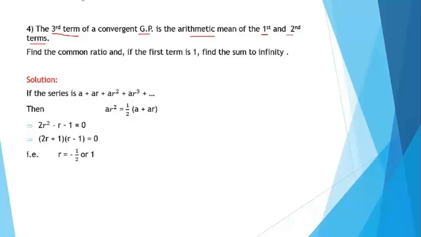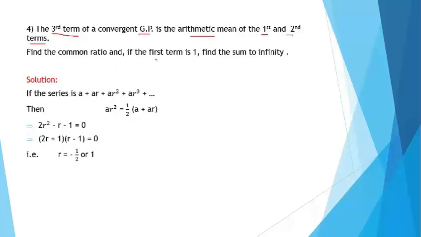And it is said the series is convergent, which means the modulus of the common ratio needs to be less than 1. Out of the two values we have got, negative half and 1, the modulus of negative half is less than 1. So we have to consider negative half as the suitable common ratio for this series.